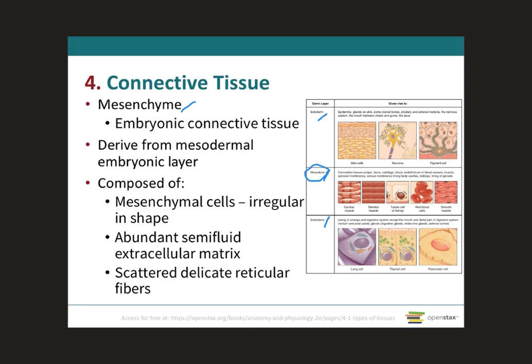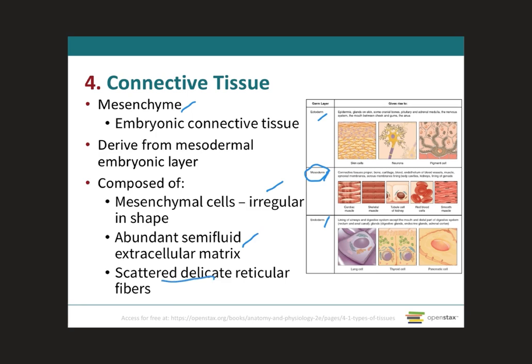In addition, we can add that this mesenchyme or embryonic connective tissue is composed of mesenchymal cells that are going to look irregular in shape, meaning that they don't have a defined cell shape, that the extracellular matrix, or the material surrounding the mesenchymal cells, is abundant and its texture is semi-fluid, and also that there are scattered reticular fibers that at this stage are still very delicate.